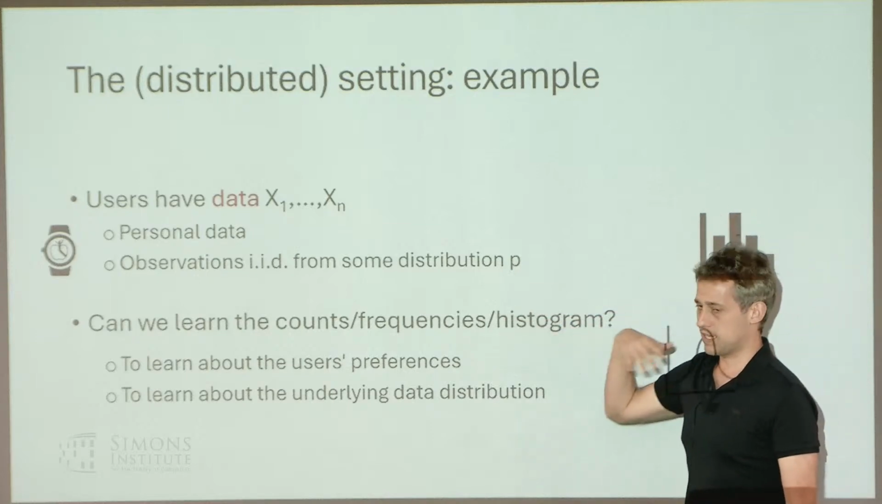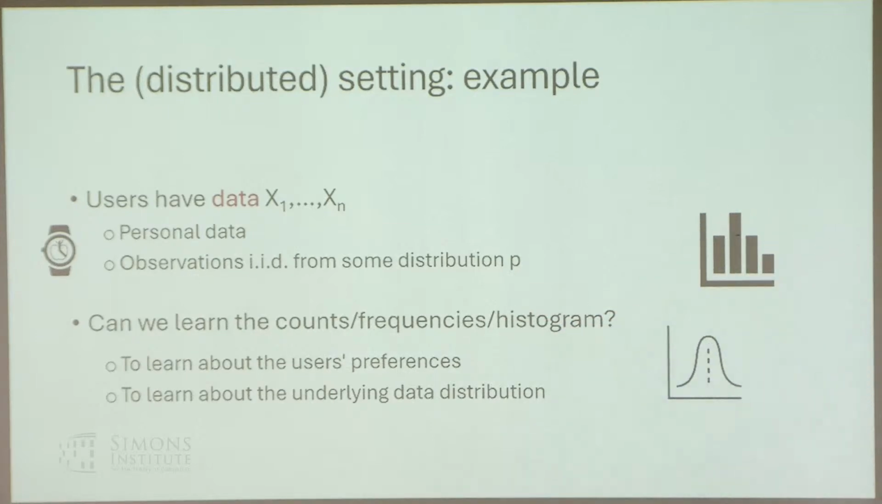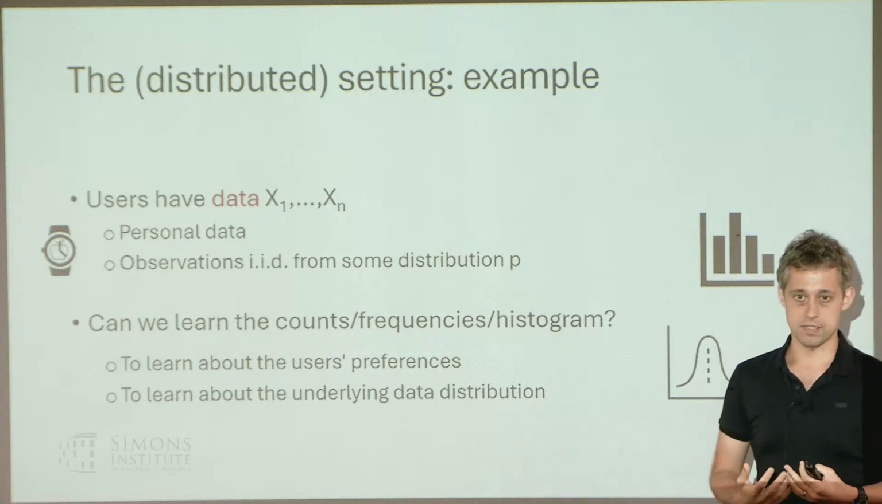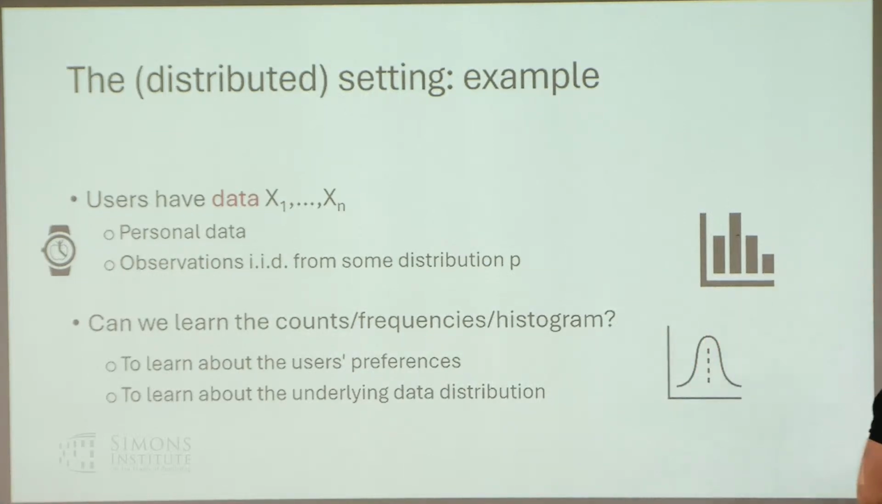Another version would be the observations are IID from some underlying probability distribution. I want to learn something about that distribution. I'm not going to talk too much about that. I'm going to talk about the first one. There's a reduction between the two. And the question is that I want to learn about the user's preferences. So each user has one piece of data that lives in a giant universe. I'm going to call that size k. Think of k as being really large. And I want to learn the histogram.